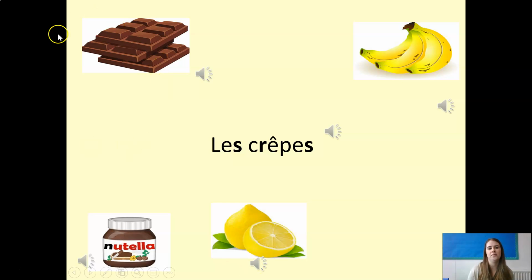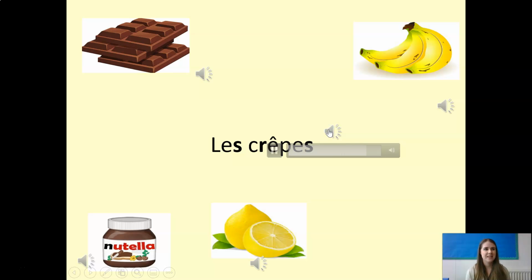Now, we know what this word is here, don't we, Year 5? What is it? Le chocolat. Le chocolat, okay? What about this one here? How do you think we say bananas in French? Let's listen. Les bananes. Les bananes. Okay, can you repeat it? Les bananes. Good.